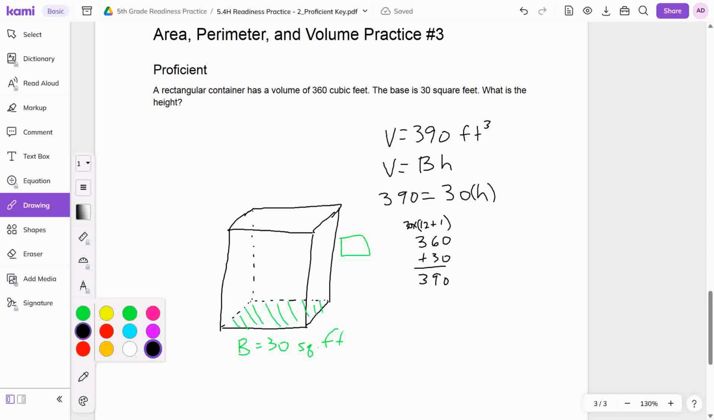Or you can think, the opposite of multiplication is division. If I need to multiply something by 30 to get to 390, let's just take our 30 and divide it into 390, and see how many times it goes in. We still have to do a little bit of division here, so 30 goes into 39 once, but it's a little more manageable than the first way I showed you, and this can be 3 times. All right, so the height equals 13 feet. So I'll put that right there, 13 feet.